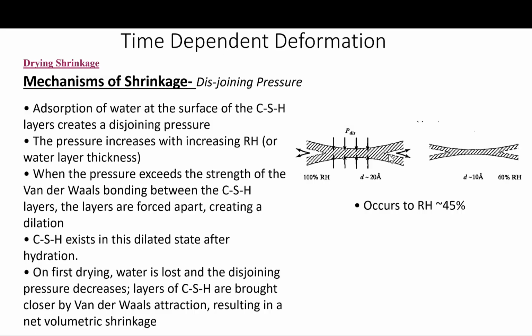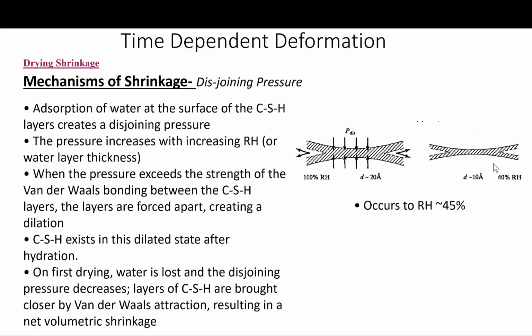So the calcium silicate hydrate is formed in the dilated state during hydration, and the water-filled spaces are the micropores. So on first drying, the decrease in disjoining pressure, which accompanies a lowered relative humidity, causes the particles to be drawn together, okay, by the van der Waals forces, and there is a net volume decrease, as you can see here, from this case to this case right here, okay?